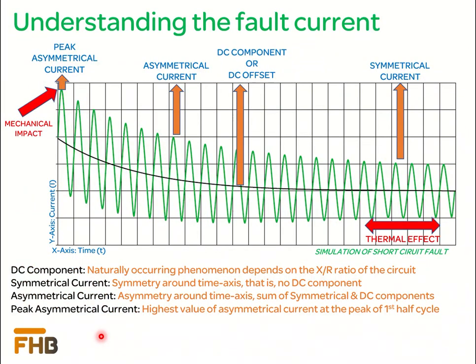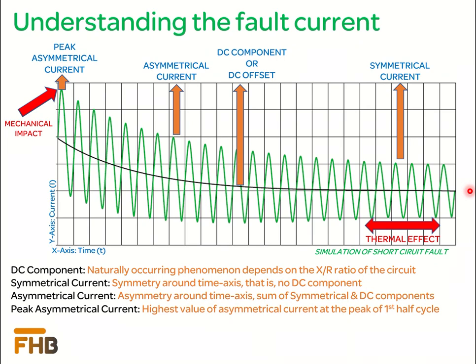In the last part of our video, we will try to relate the numerical calculations we have learned with the theoretical concepts. When a fault occurs in the system and we look at the waveform, we will find four important components across the current and time axes. First is the DC component or DC offset, which is a naturally occurring phenomenon due to the inception of the fault at a particular time interval. The DC component dies out after a few cycles and its value largely depends on the inductance and resistance ratio in the circuit.